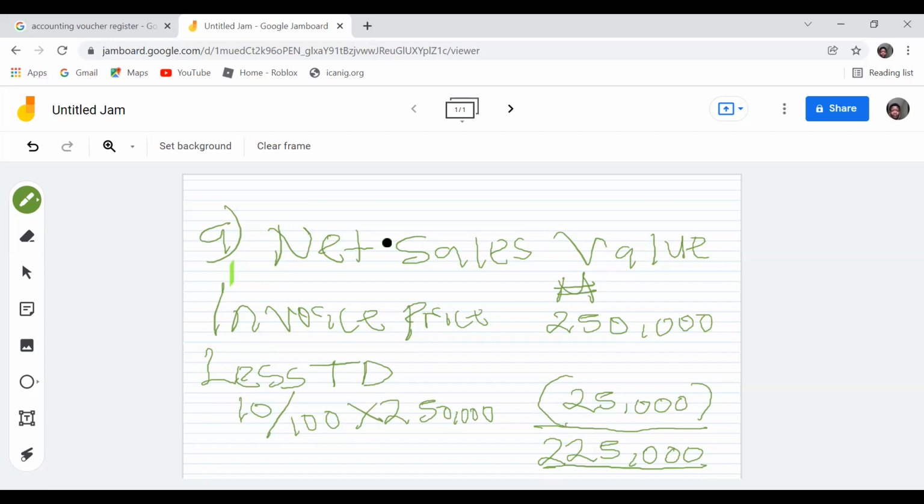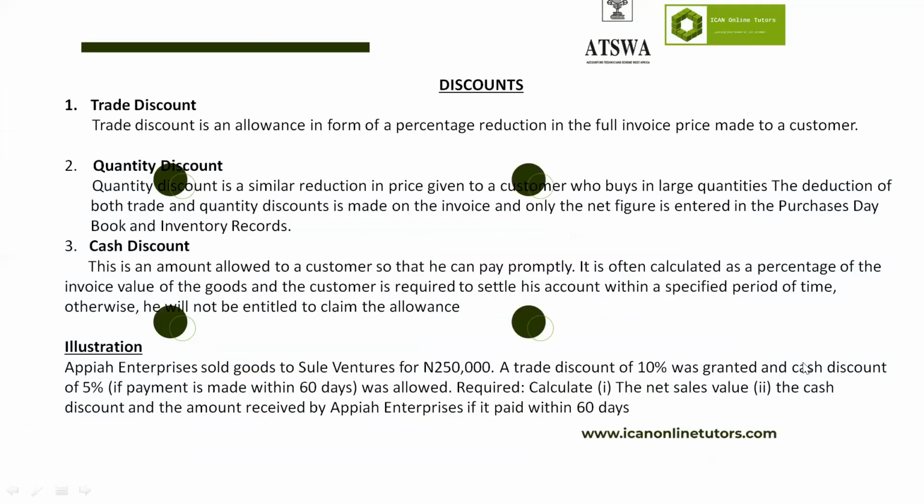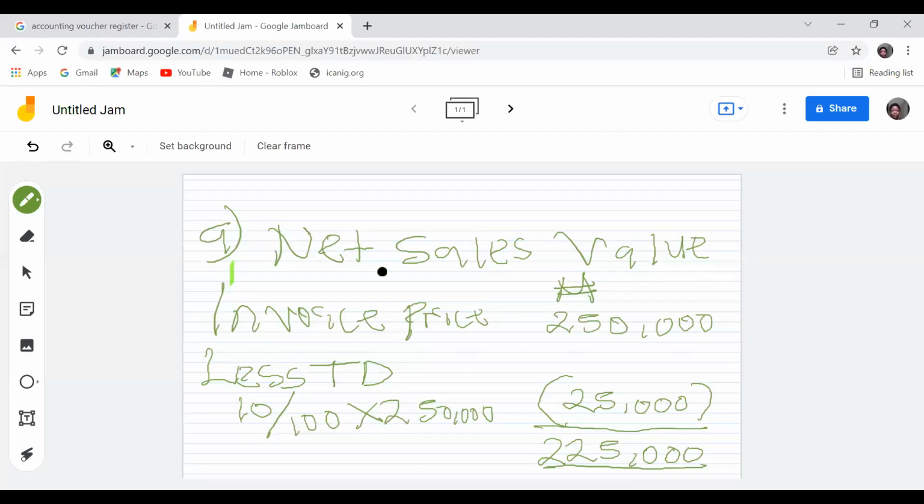Okay, so let's now assume, which is the second requirement, what about if we pay in 60 days? If we pay in 60 days, we are told that we are going to enjoy a 5% cash discount if you made a payment within 60 days. So let's do it.